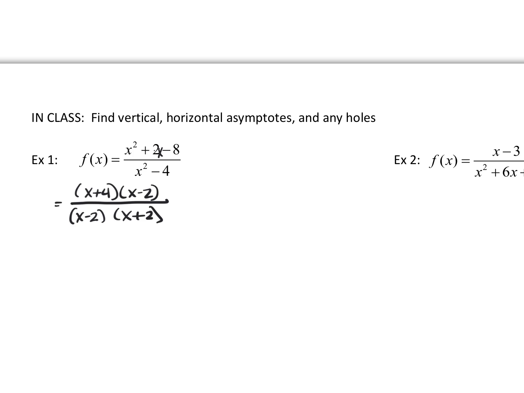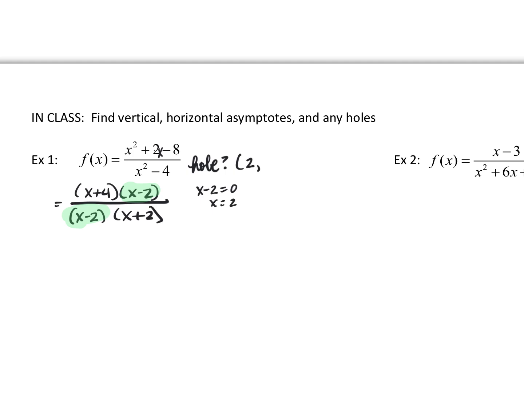All right. So what I want you to tell me is there a hole? Now, how do I know if there's a hole? Go ahead. If there's a matching factor on the top and the bottom. Do you see the x minus 2 and the x minus 2? That indicates that if I was graphing it, it would skip where x is 2. So to show that, I'm going to take the x minus 2, solve it. That means x is 2. So my hole is at where x is 2.